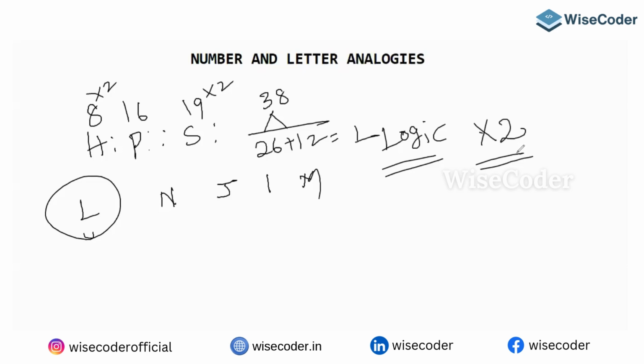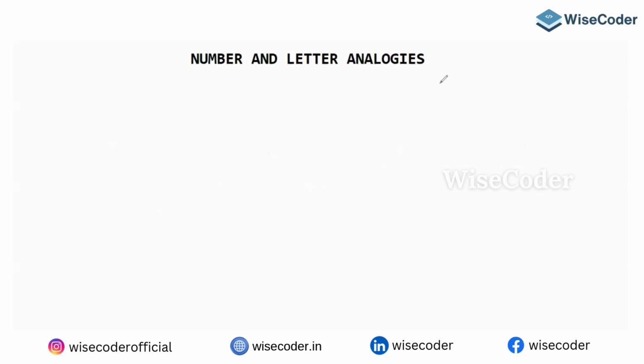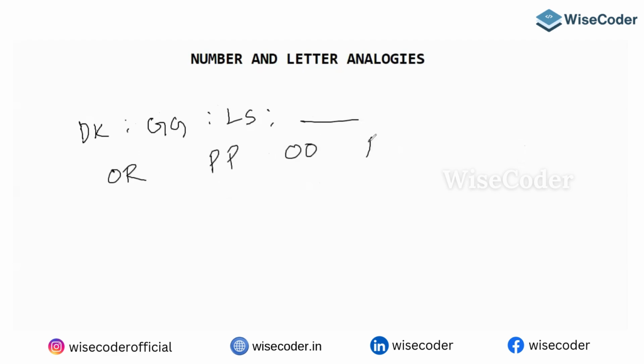Okay. Next question. If the question is like this, D, K is coded as G, G, then L, S is dash. Your options are OR, PP, OO, NN, RR. D place position 4, K place position 11. So plus 3, and 11 minus 4. That's how you can get GG.